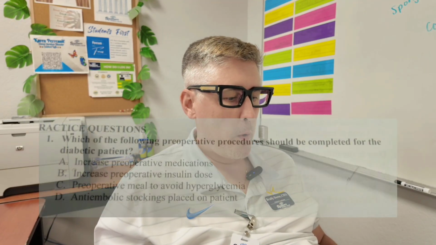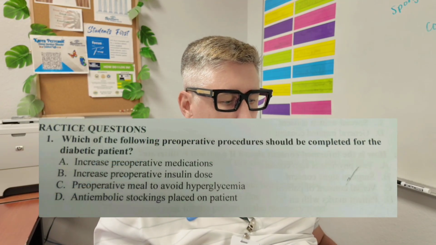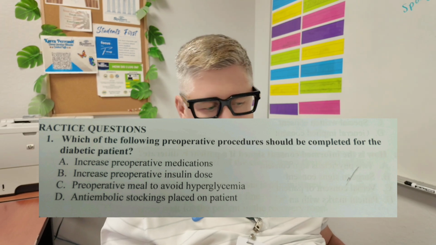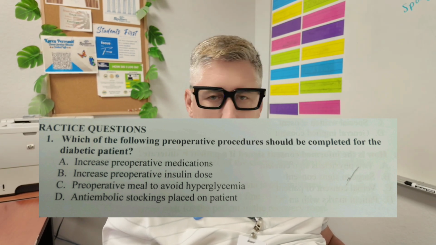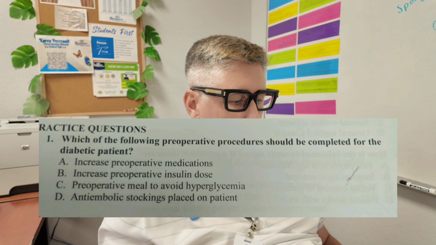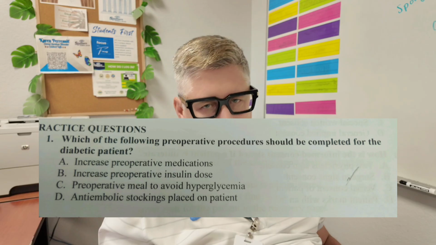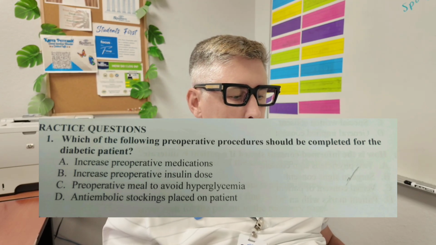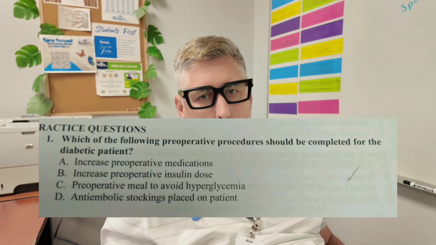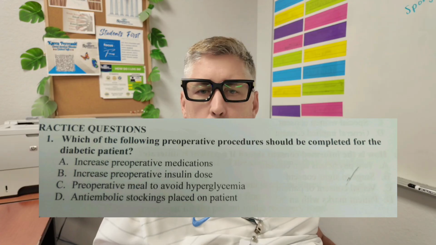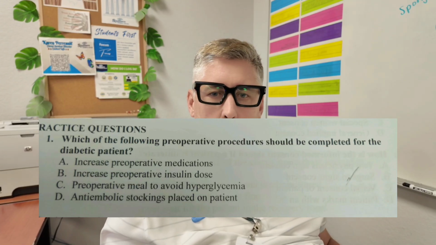All right, first question, we'll put that up on the screen. And here it goes. Which of the following preoperative procedures should be completed for a diabetic patient? Is it increased preoperative medication? Is it increased preoperative insulin dose? Is it preoperative meals to avoid hypoglycemia? Or is it to put stockings placed on the patient, otherwise known as SCD? So think about it, okay? Hopefully you guys got the right answer.